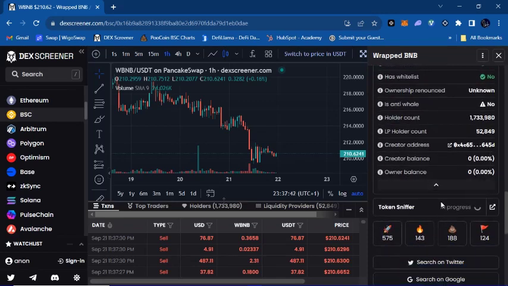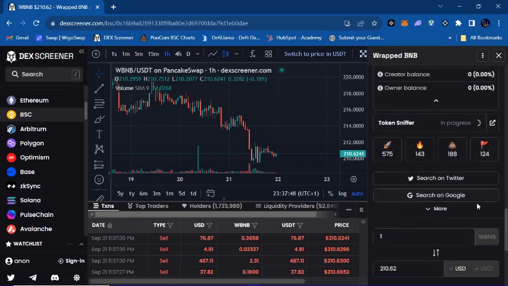Then Token Sniffer, you can see it's still in progress, but you can visit Token Sniffer's website to check on it, and it will show you whether it's a honeypot or not. Oh, and there's also honeypot.io as well. Just remembering now, I kept on using honeypot.io to know whether the token or the pair that I want to trade is a honeypot or not.